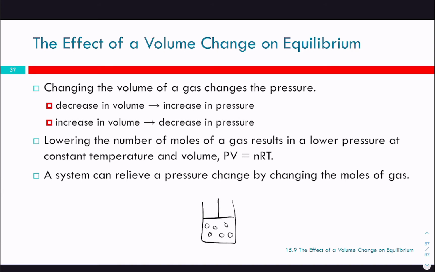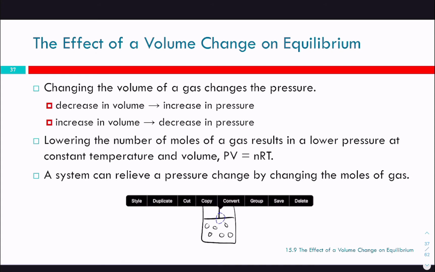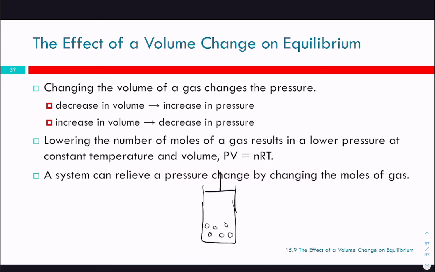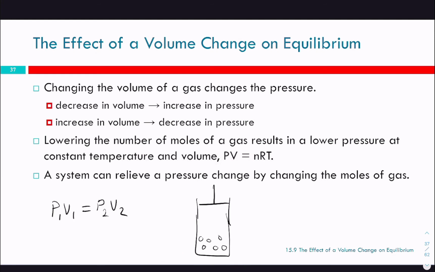It's like having a bike pump. If the bike pump is plugged, pressure can't go anywhere, so as you decrease the volume and push the plunger down, it increases the pressure. If you do the opposite and pull the plunger up, you increase the volume, so you decrease the pressure. That was Boyle's law. When you do this, it will affect the equilibrium if there's a different number of gas molecules in the products relative to the reactants.